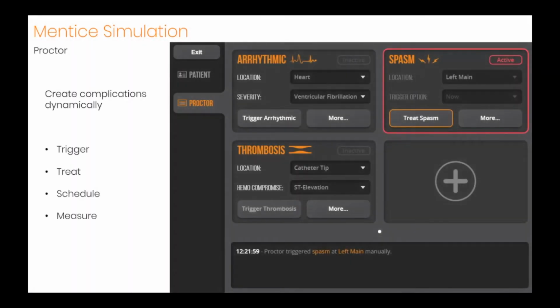And to add to this, you can also influence the cases in real time. Through what we call the Proctor app, you can influence the flow of the case by creating, scheduling, and triggering complications to occur at will, throwing a virtual wrench into the mix.